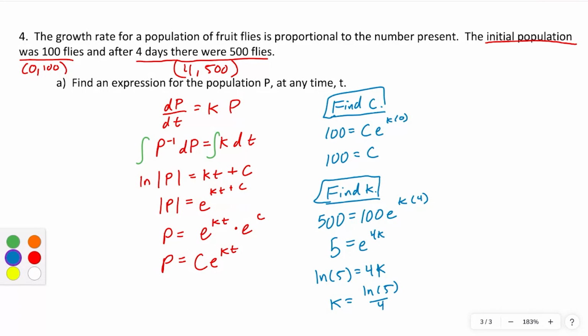Yes, ma'am? Can you explain again how e to the kt times e to the c becomes c e to the kt? Yeah. So are you okay with this step? Okay, that's using that exponent property, right? So this e to the c is just some constant. e is a constant, it's like 2.7 something. c is defined as a constant. So when you raise a constant to a constant, let's say 2 cubed, you end up with a constant. There's no variable in there. So we're just giving that constant the name c.